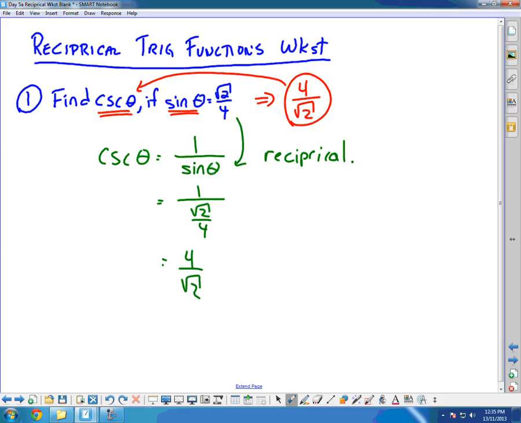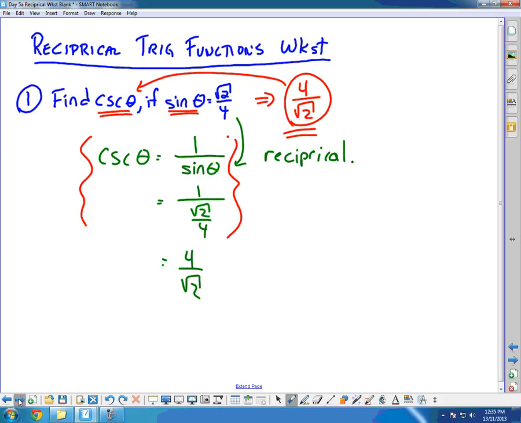Most of the ones, the first 10, are all ones like this. If I give you the cosine, can you tell me the secant? Well, sure, you just flip it. If I give you the cotangent, could you tell me the tangent? Sure, just flip it. Okay, so the first ones are all pretty straightforward. I don't necessarily expect you to write all this part down. If you know right away that it's the reciprocal, you can get the answer right away.